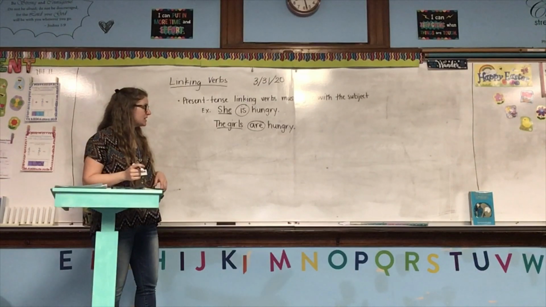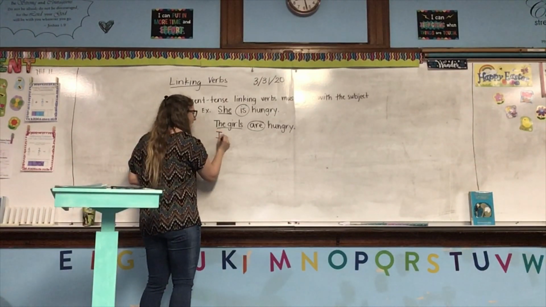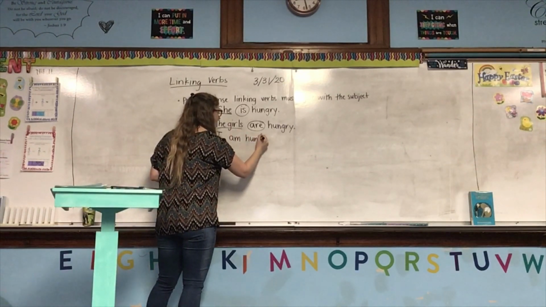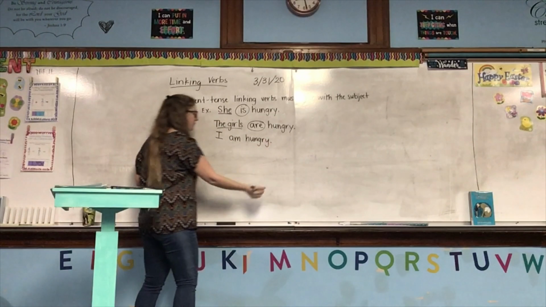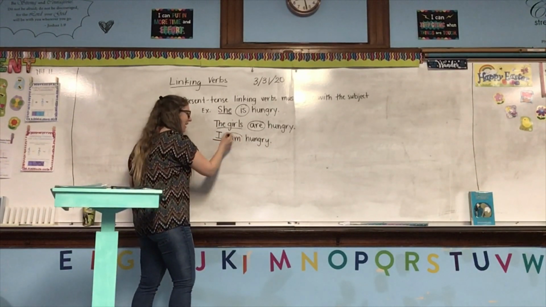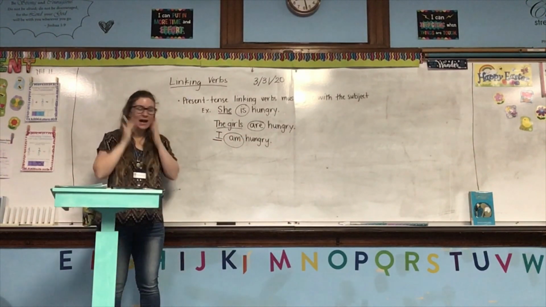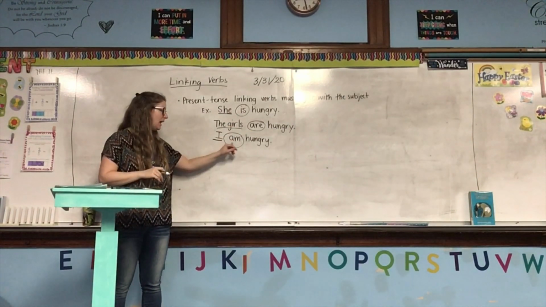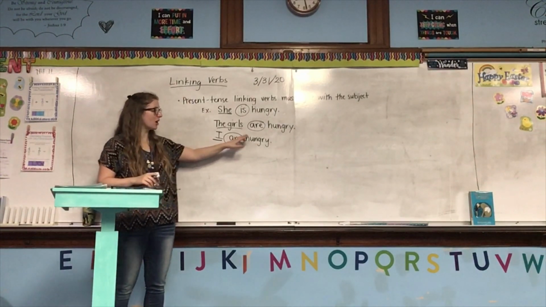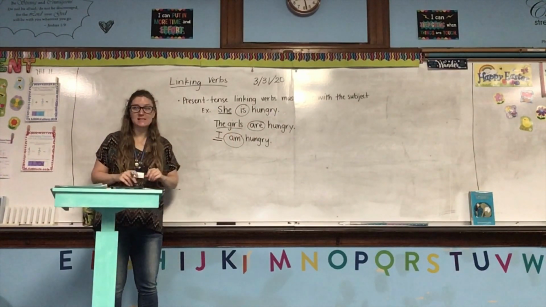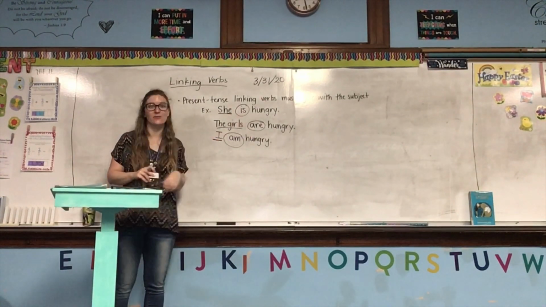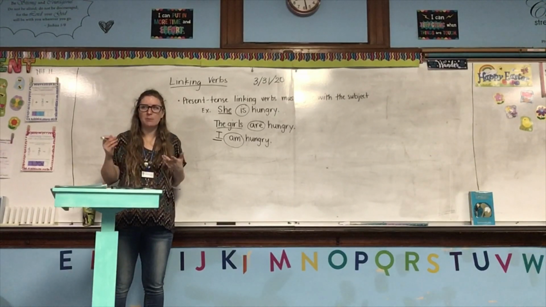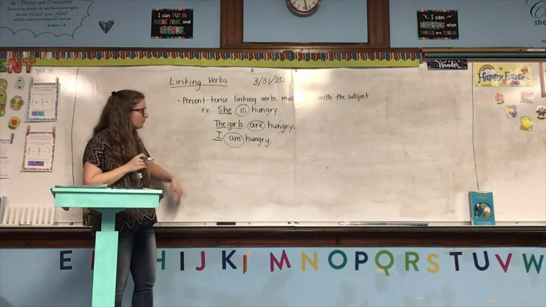Now, if I wanted to say I, I would have to say I am hungry. My subject is I, and we have the word am. I cannot say I is hungry. I cannot say I are hungry. I have to say I am hungry. So you have to make sure that your present tense linking verb agrees with the subject. Now remember, the subject-verb agreement really only happens in present tense.